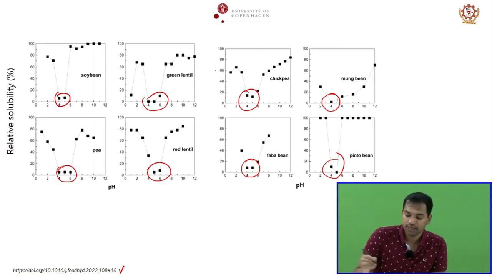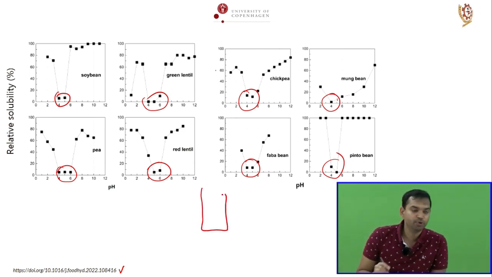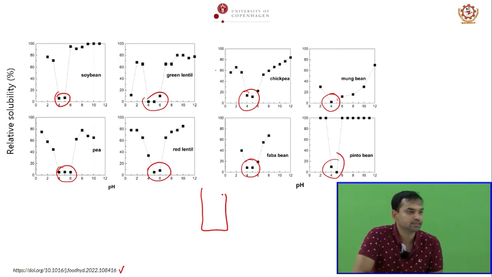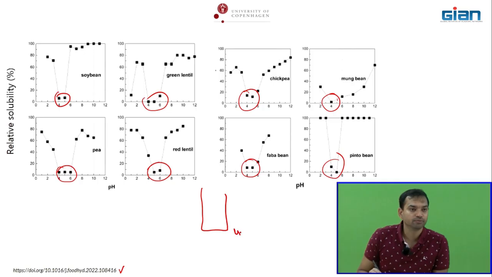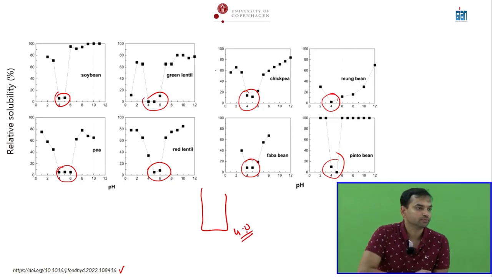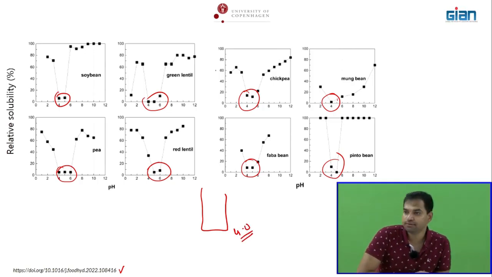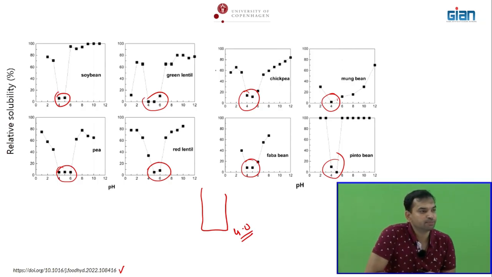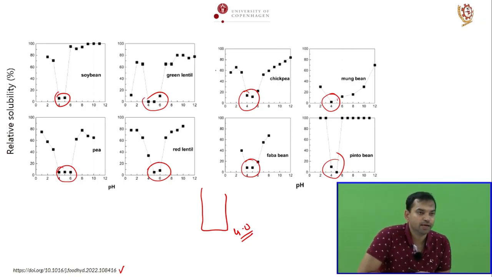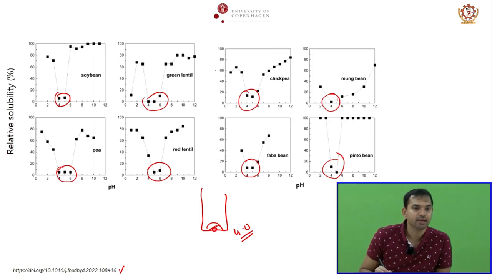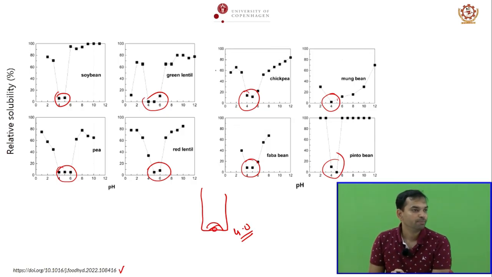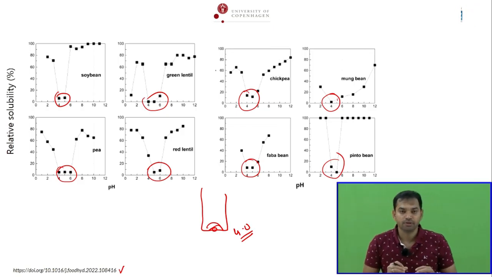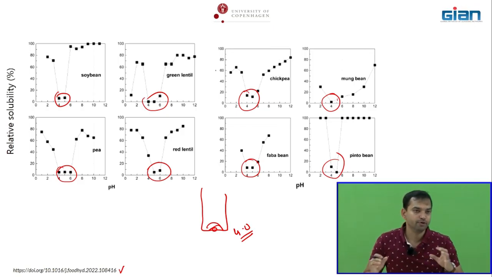Why? Because let's say I would like to put this into some beverages, right? And the pH of that beverage is, let's say, 4, right? pH of the beverage is 4. What would happen if I use this protein? It precipitates. Do you agree? Now, this protein is not useful in this beverage.